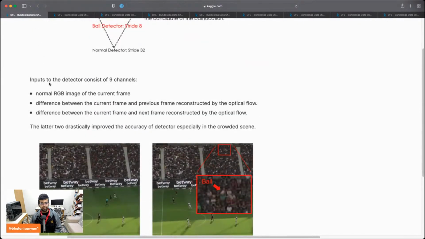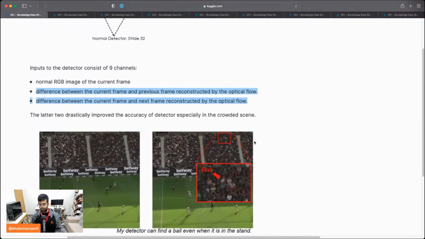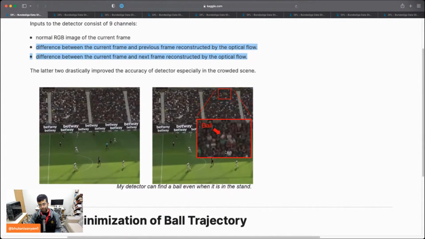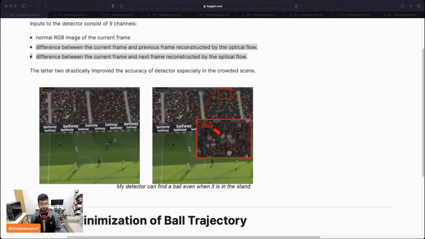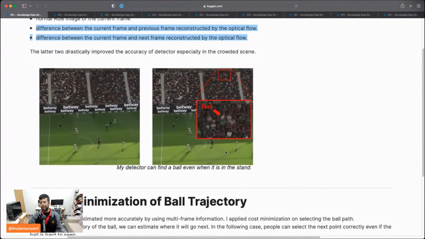So the inputs consist of 9 channels: normal RGB, the difference between the current frame and the previous frame constructed by optical flow, and the difference between the current and next frame. He says these two drastically improve the accuracy, especially in crowded scenes. And he shows an example where I can't tell if that's the ball, but this helps the model, and you can apply reverse logic.